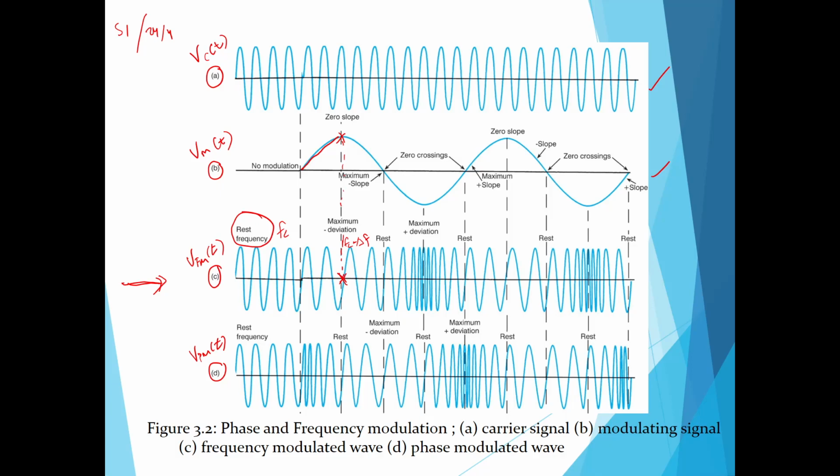So that's why you see the ripple is further away from each other. The ripple is not close. It's not close to one another. It's further away from one another.